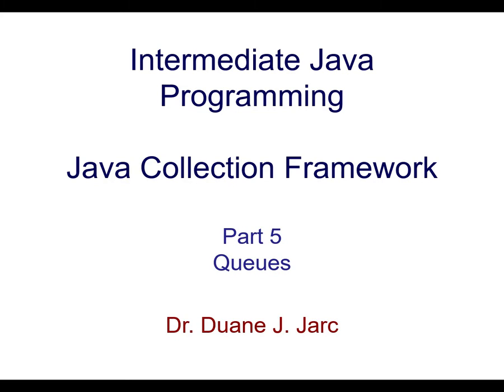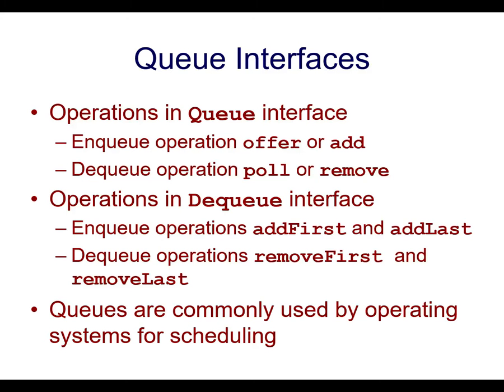In the fifth part of this video on the Java Collection Framework, we will discuss the various kinds of queues that it provides. In addition, we will also explain how a heap is used to implement a priority queue. We begin with a discussion of the two queue interfaces.